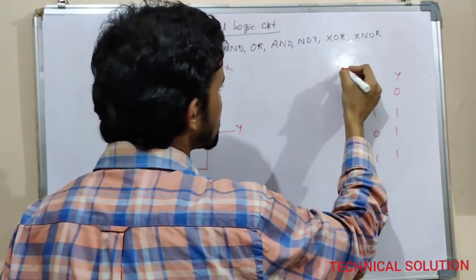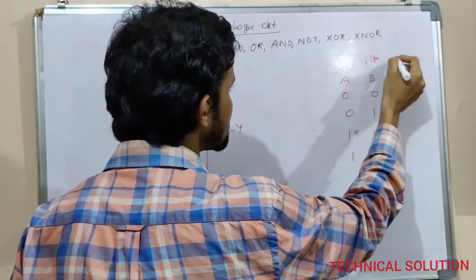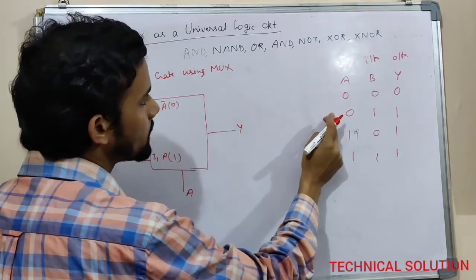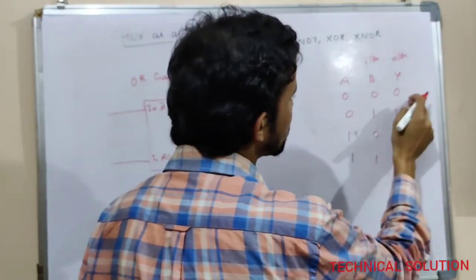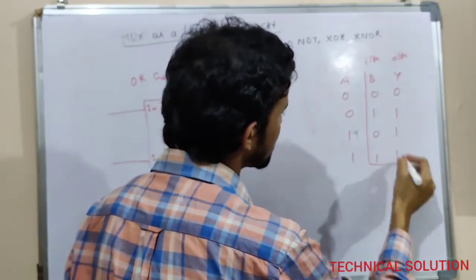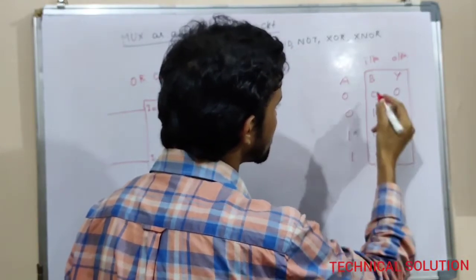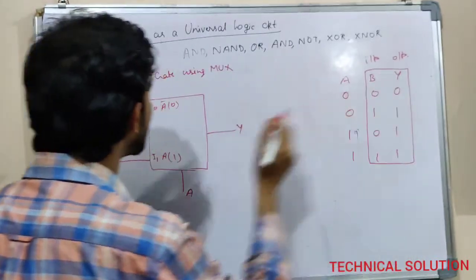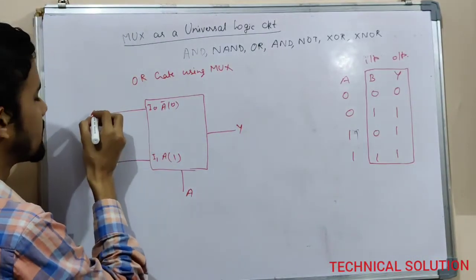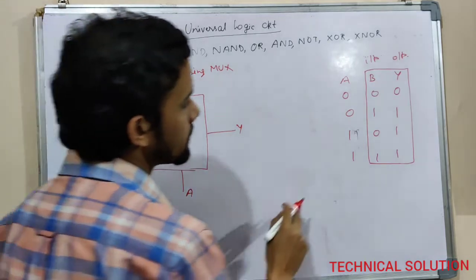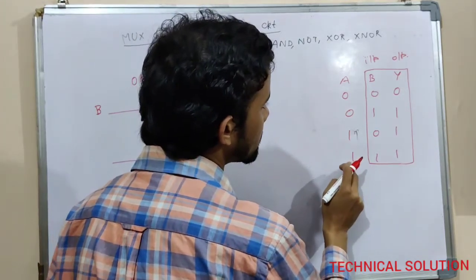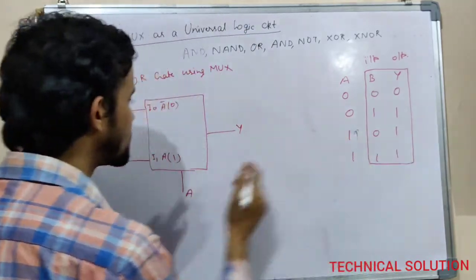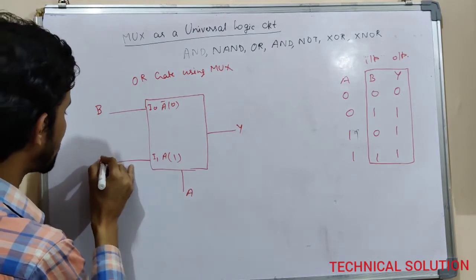Let us suppose that this is the selection line, this is input and this is output. Okay, if the selection line is 0, then output Y is equal to the same, that is B. If B equals 0, output is also 0. If B equals 1, output is 1. So here we assign this line as B. If the selection line is 1, then irrespective of input we get output as 1. So this input corresponds to 1.